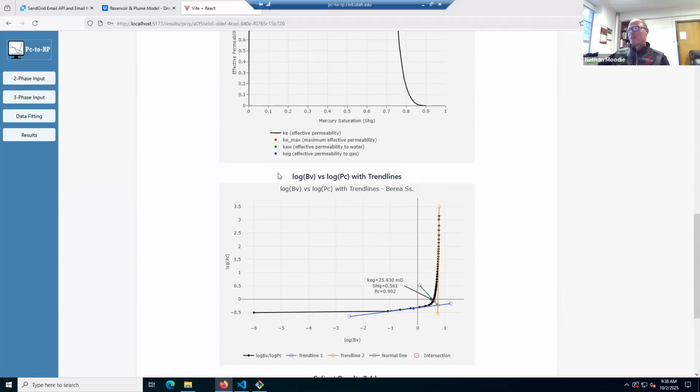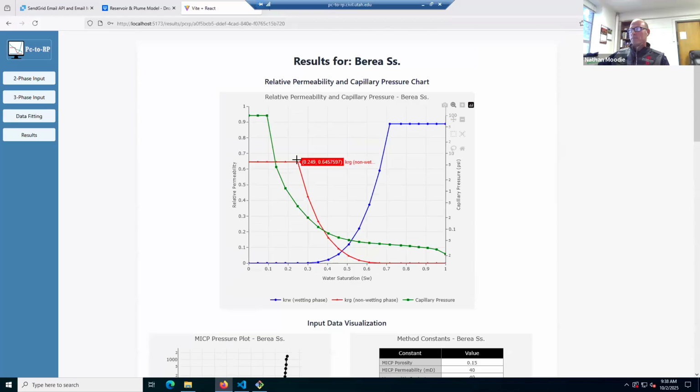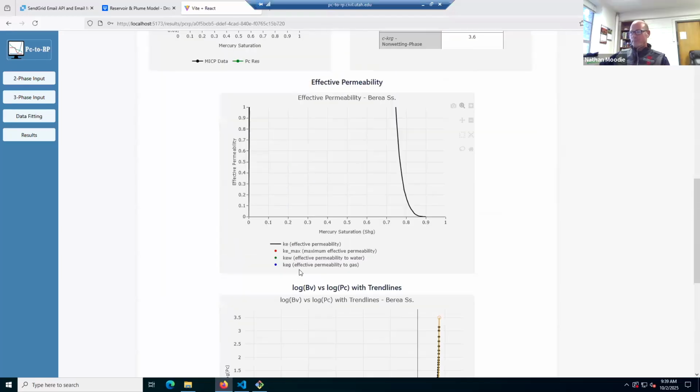And then here's the chart from Swanson's method, with the trend line that we chose. Here's the vertical trend line, the line normal to that, and that picks that point for your effective gas phase permeability, which is, in this case, 25.8 millidarcies. And so that over the bulk permeability of your sample, which we chose was 40 millidarcies, gives you the maximum effective permeability for the gas phase, which is here, 6.4.